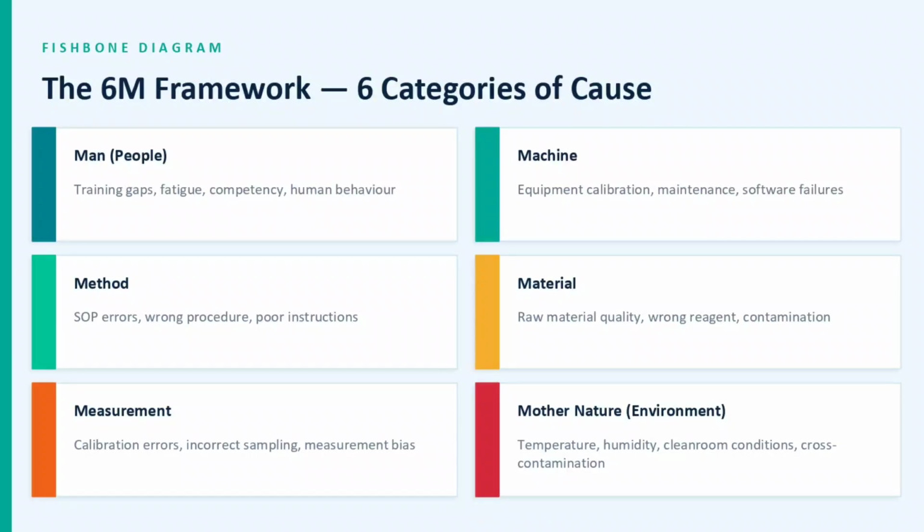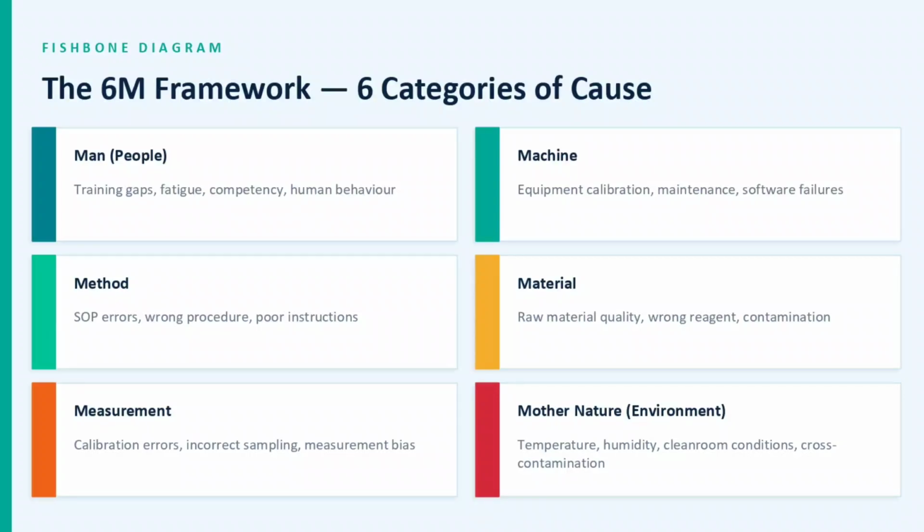M number 4, material. Raw materials. Reagents, reference standards. Was the starting material within specification? Was the right reagent used? Was there contamination? M number 5, measurement. This category is about your testing itself. Was the measurement system calibrated? Was the sampling method correct? Could there be measurement bias? M number 6, Mother Nature or environment. Temperature, humidity, clean room conditions, cross-contamination from the environment. Especially important in microbiology and stability work.